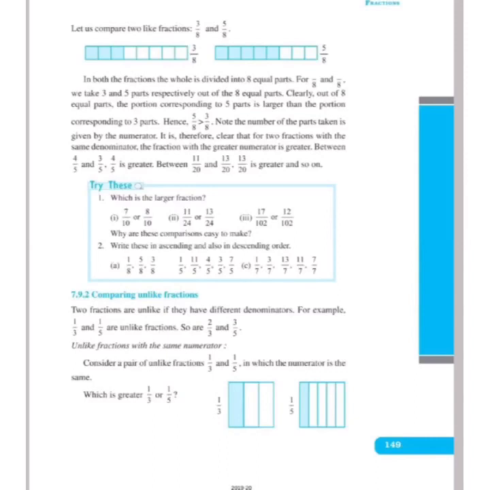So we will find out which is the common multiple for 3 and 5. And the common multiple for 3 and 5 is 15. So what we will do, we will multiply 3 by 5 and 5 by 3. In fraction 1 by 3, 3 and 1 will be multiplied by 5, and in fraction 1 by 5, 1 and 5 will be multiplied by 3.